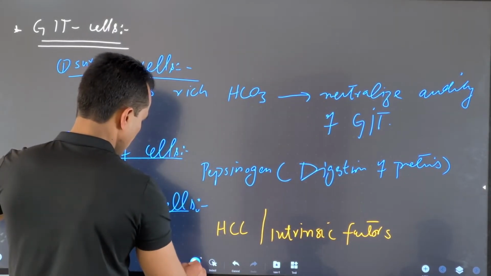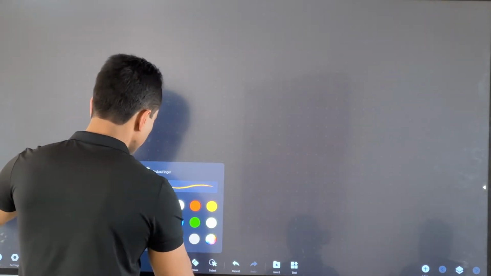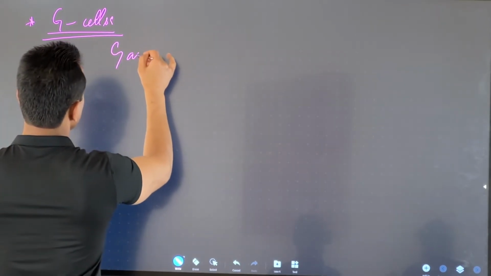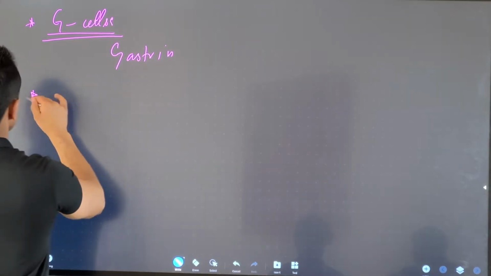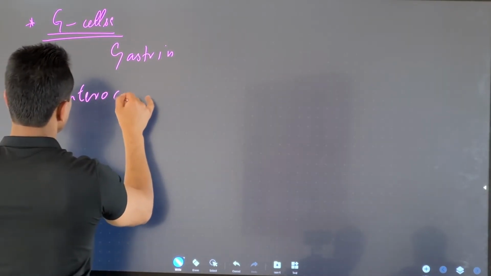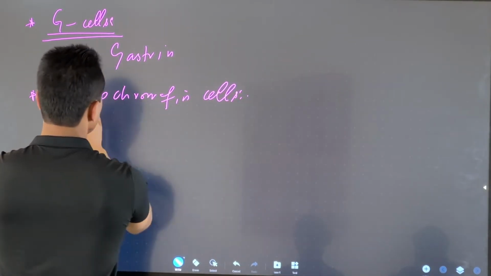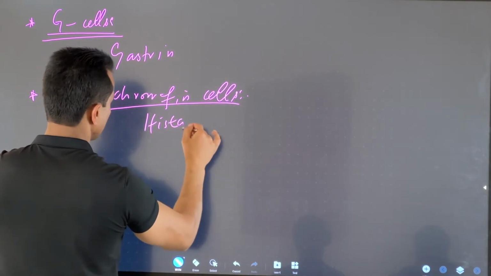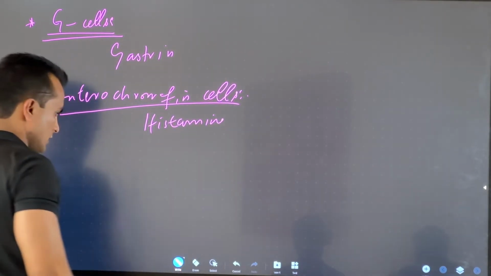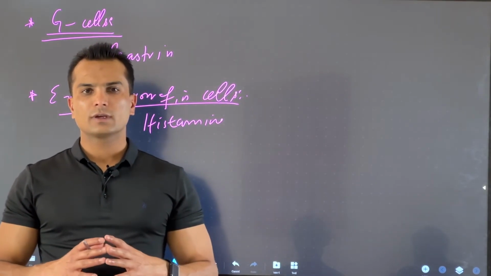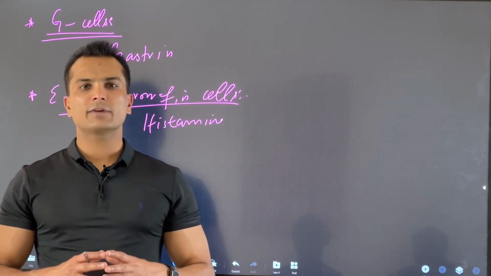Then next, another cell that we have is the G cells, and the G cells help in production of gastrin. And then last one, you have enterochromaffin cells, which help in production of histamine. So among these, the most important and clinically significant is the parietal cell.